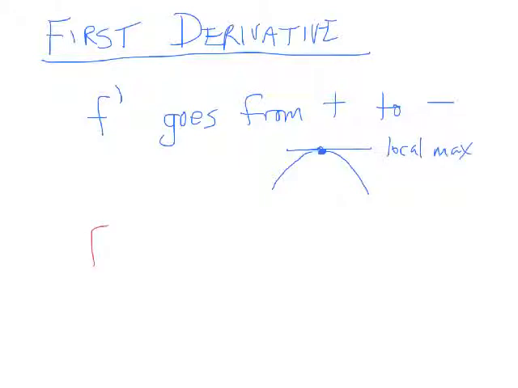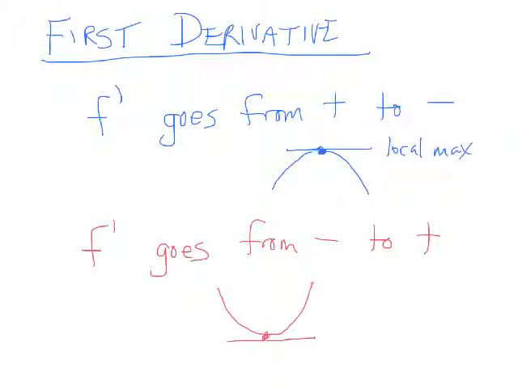Similarly, if f prime goes from negative to positive, then what you have is decreasing to increasing, and at that point you're going to have a local min.